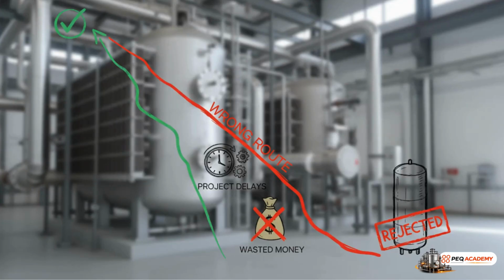Getting this classification wrong isn't just a little oopsie on a spreadsheet. We're talking about choosing the completely wrong path for compliance. That means project delays, money just burned on rework, and the absolute worst-case scenario, your equipment gets rejected at the very end. This is about safety, your budget, and your schedule, all riding on getting this right.